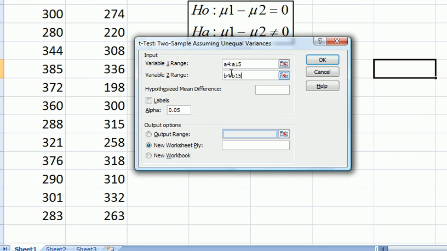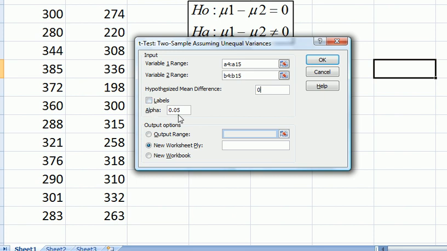And variable 2 range is B4 to B15. Notice that it could have been a different number of observations, so we would have selected a different number in that range. We're going to hypothesize the mean difference is 0. So we think that they may be the same. That's what we're testing, but it doesn't have to be 0. We don't have any labels because we started from the top of the data, so we leave that unchecked.